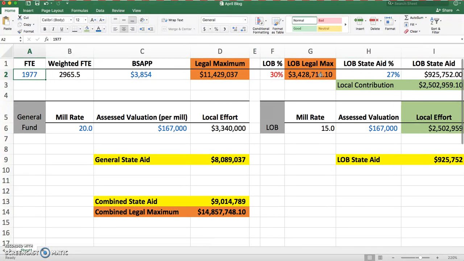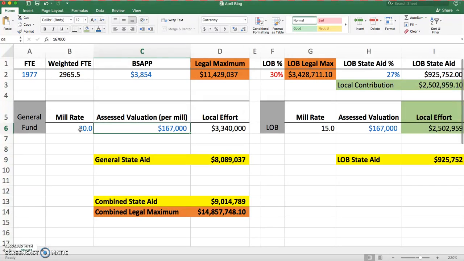Okay, so let's go over some of the things here. First, I color-coded, if you will, the numbers that I feel like we have zero control over. What I mean by that is they are set for us. We really cannot control the number of students that walk into our doors. We cannot control the base state aid per pupil that is given to us by the legislature. We cannot control the general fund mill rate, again provided by the legislature.